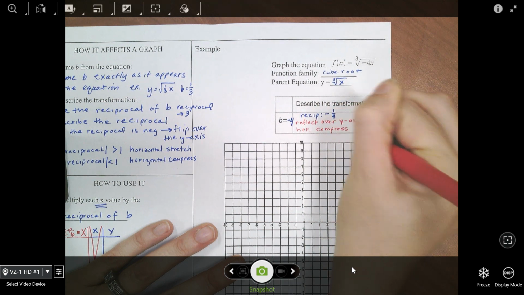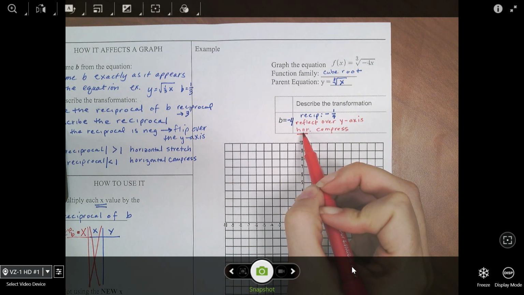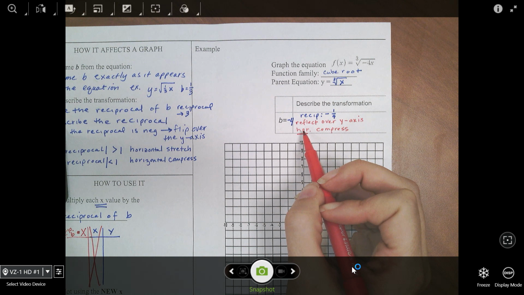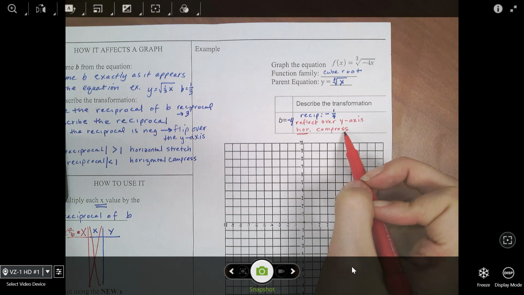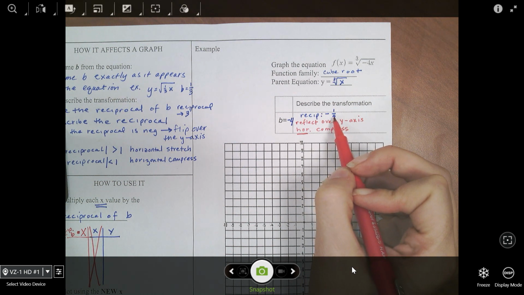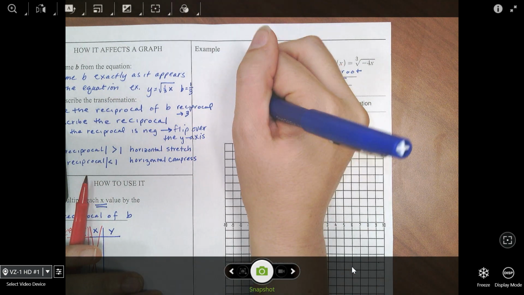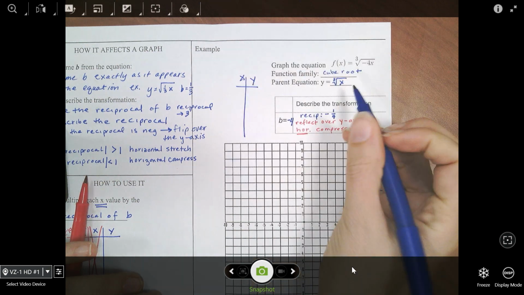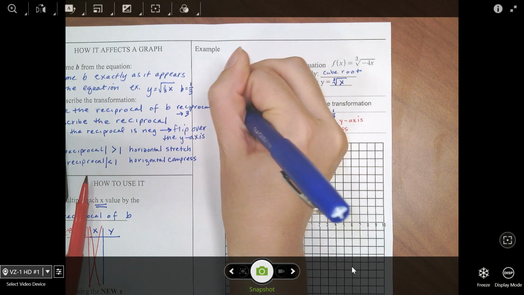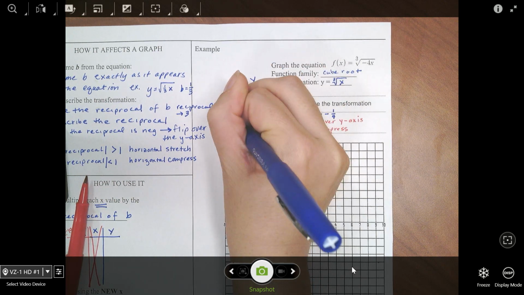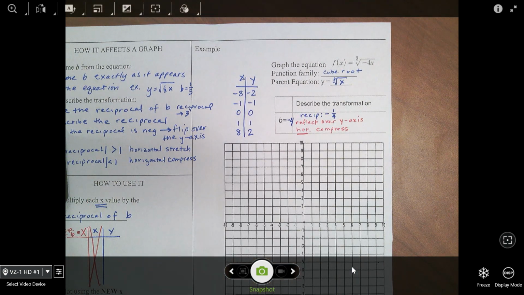Now, it's going to be really important in your practice problems that you're actually being clear about when it's a horizontal compression versus a vertical compression. So you're going to reflect over the y-axis because of the negative, and it's going to be a horizontal compression because of the 1/4. All right, so now we've got to set up our table. So this is the cube root. So I know that my points are going to be the cube root parent points.